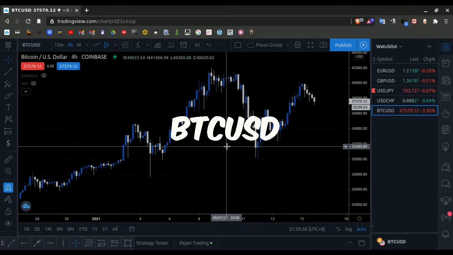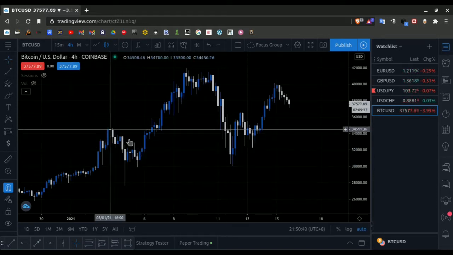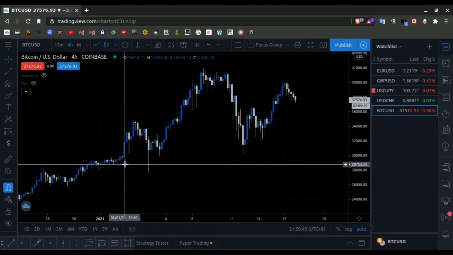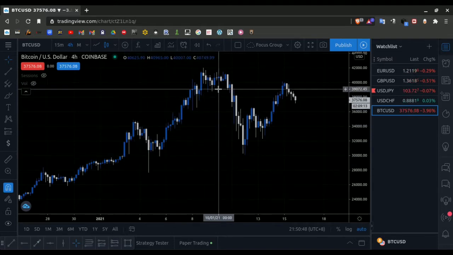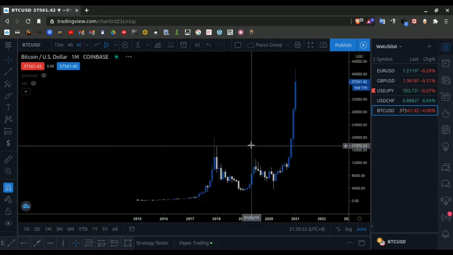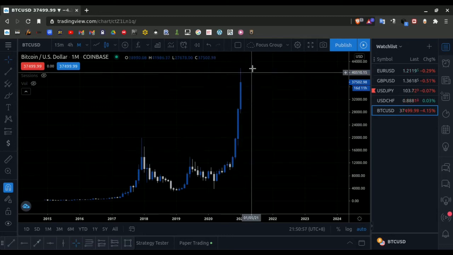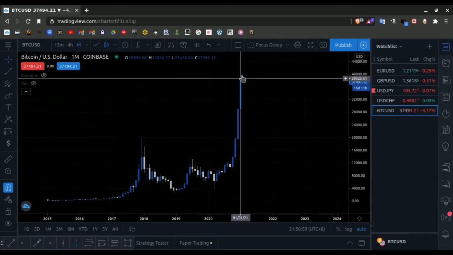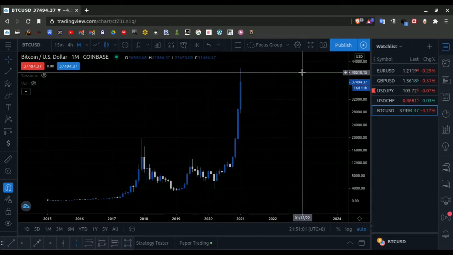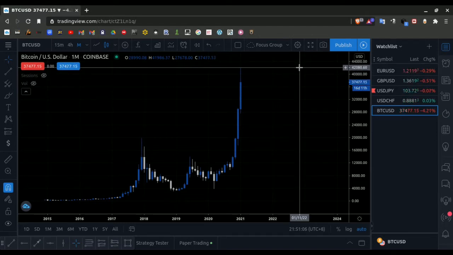Even though on this channel we mainly go through forex pairs, the concepts that we teach here can be applied on any chart, any financial instrument that has candlesticks and can be represented in bullish and bearish candles. So as usual, we start from a monthly time frame, and as we all know, currently BTC has been ripping parabolically. It's all the way near 40,000, even past 40,000 just I think today or yesterday.